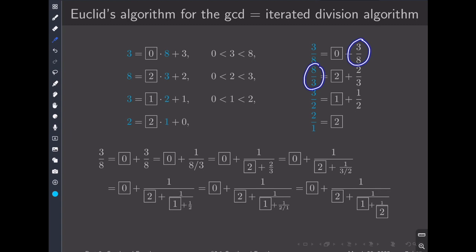It's not coincidence. And then here I have 2/3 and then here I have 3/2. No coincidence, etc. Right? 1/2 and then here 2 divided by 1. No coincidence until I finish, okay? Which is plus 0.